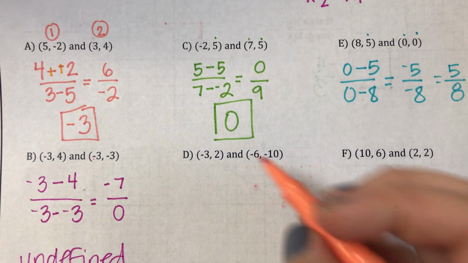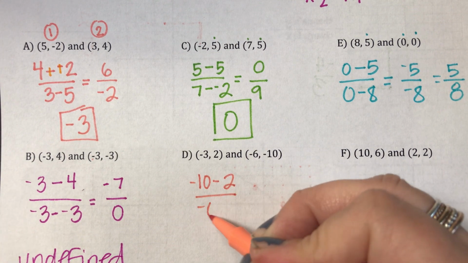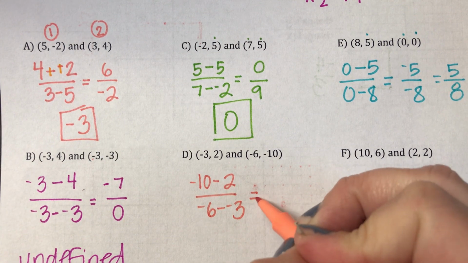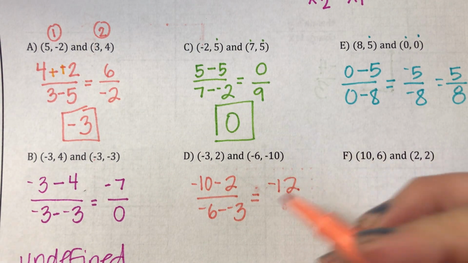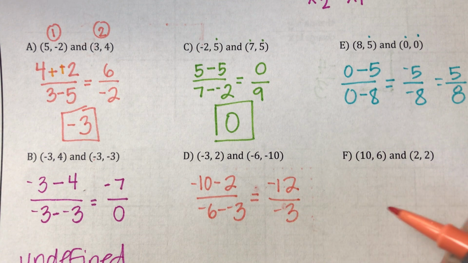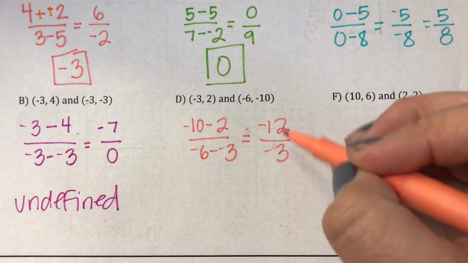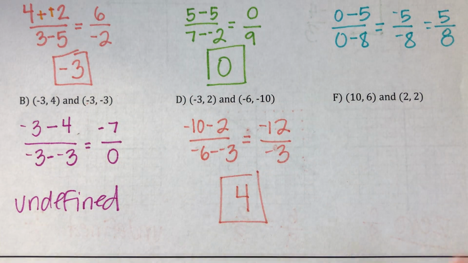Okay, let's do letter D. Negative 10 minus 2 over negative 6 minus negative 3. Negative 10 minus 2 is negative 12. Negative 6 minus negative 3 is negative 3. And then negative 3 goes into negative 12 4 times.